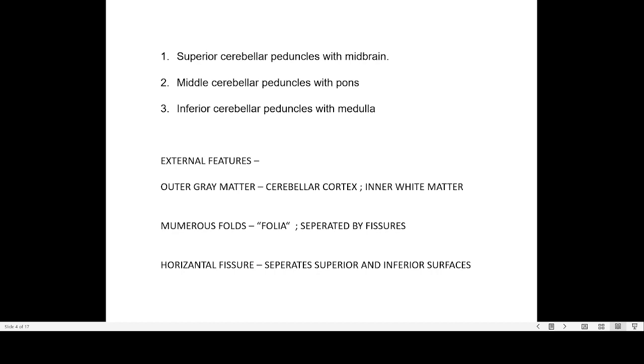That inner white matter is a group of nerve fibers. The cerebellar cortex is nothing but the cells, the cell bodies, the centers. So that is the gray matter, called the cerebellar cortex, and the inner part is white matter. And again, this cerebellum has numerous folds, called folia.